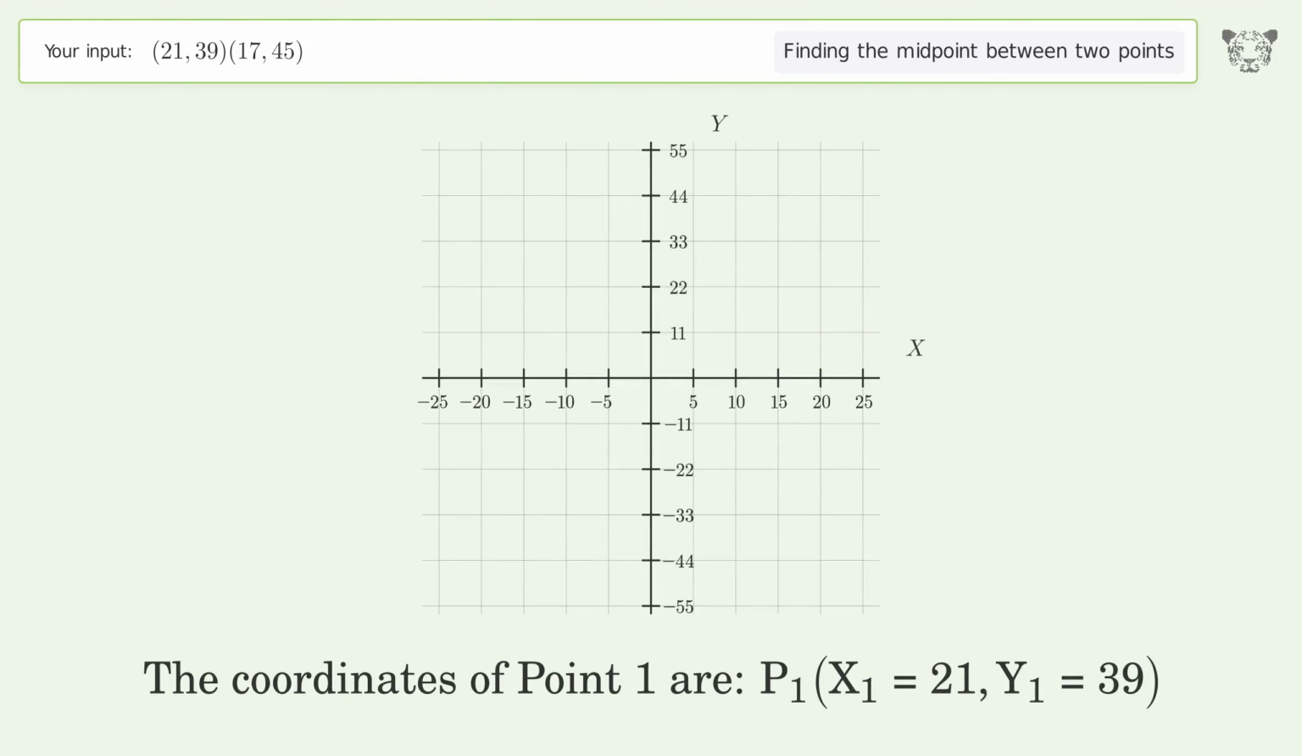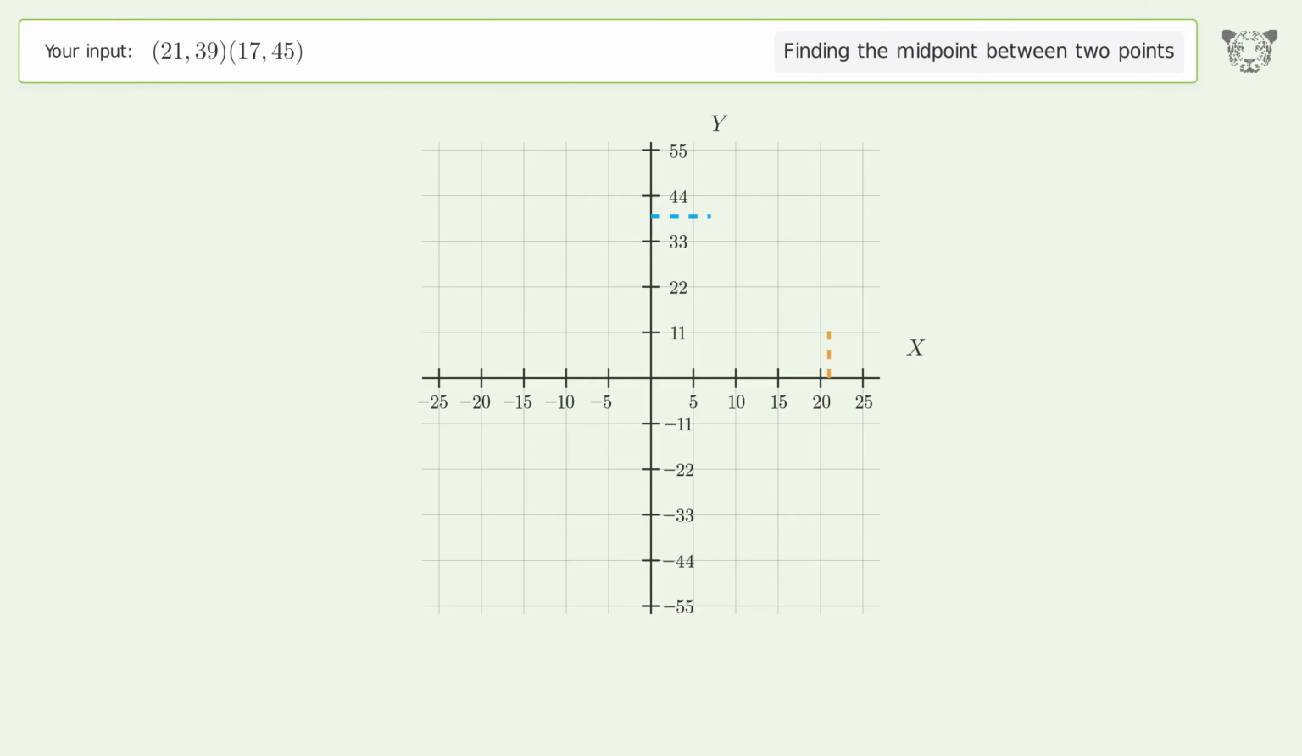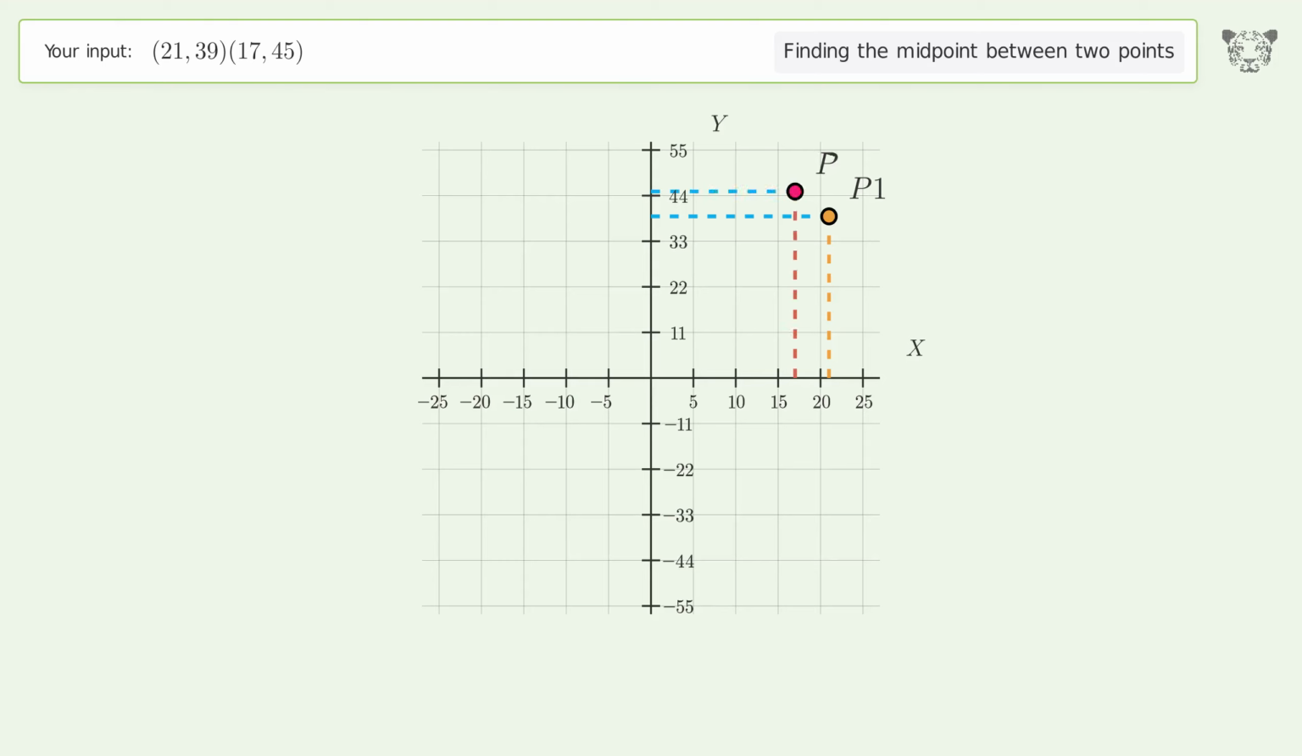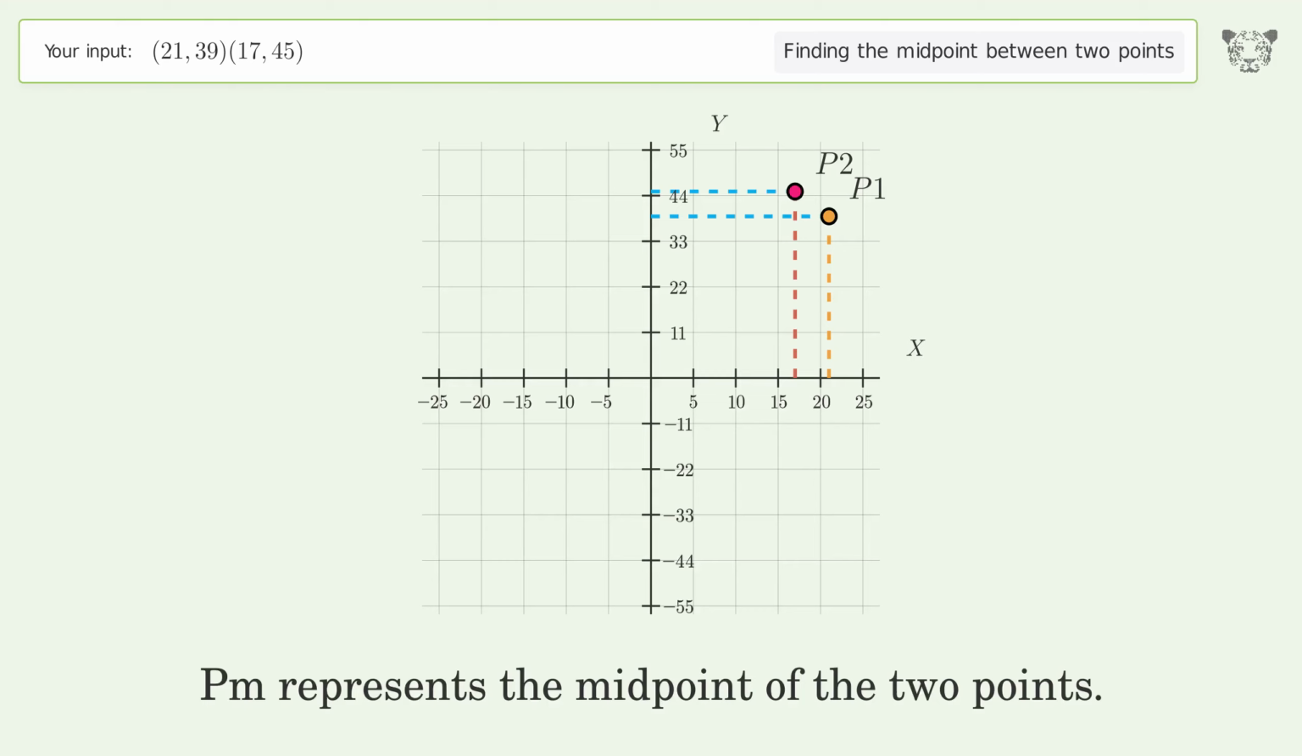The coordinates of point 1 are x1 equals 21, y1 equals 39. The coordinates of point 2 are x2 equals 17, y2 equals 45. PM represents the midpoint of the 2 points.